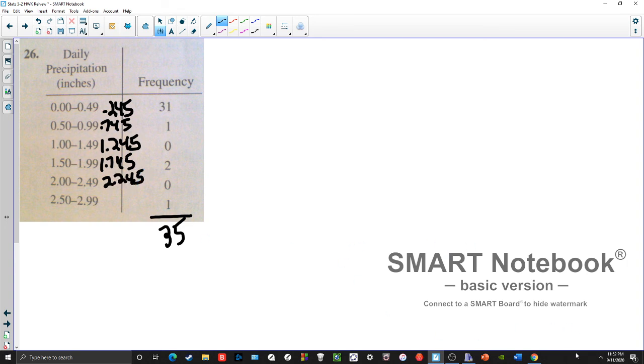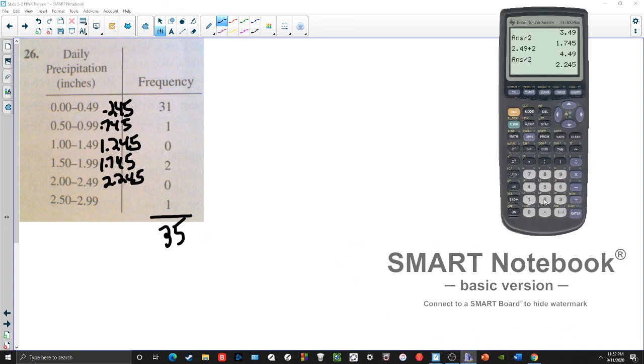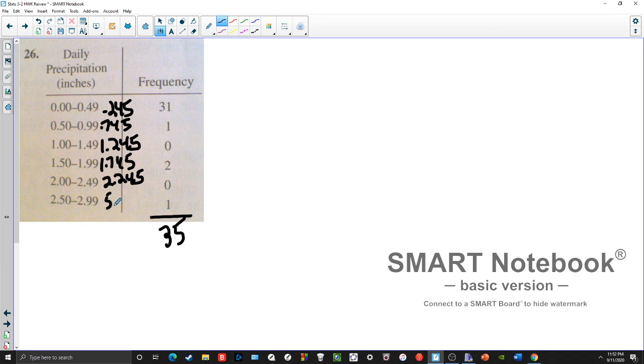And then I'm actually doing extra work than I need, but I'll show you why in a second. 5.49. Now, technically speaking, I don't need two of these numbers. I really don't need this number or this number because their frequencies are 0, so they're not really going to be counted anyway. So I can actually just cross them off, and then the other numbers I can just use.